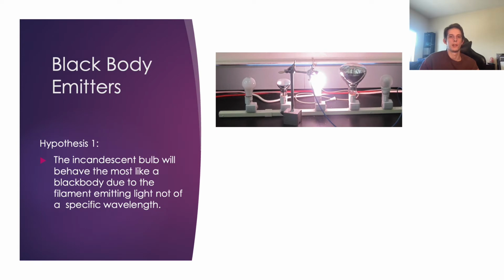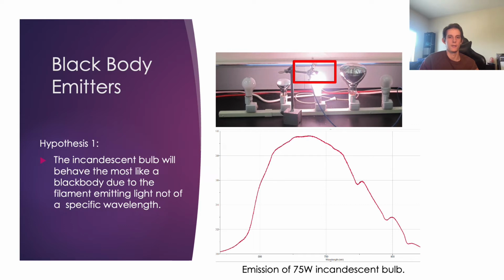Before I could compare Planck's and Wien's equations, I had to obtain emission spectra from 5 different light sources. I used the Ocean Optics spectrometer with an optical cable, which was pointed at each bulb independently and recorded a spectra that looked like this.